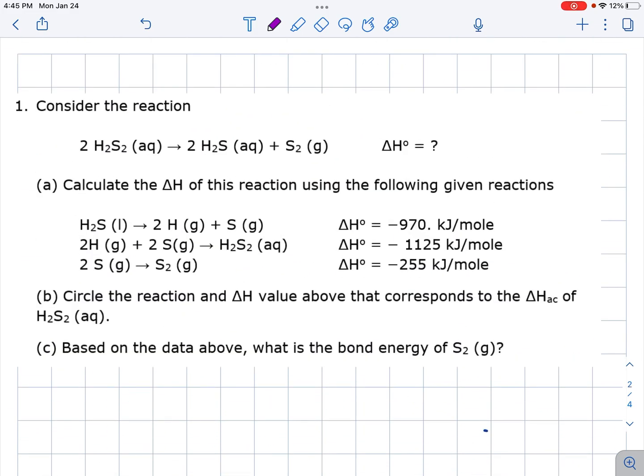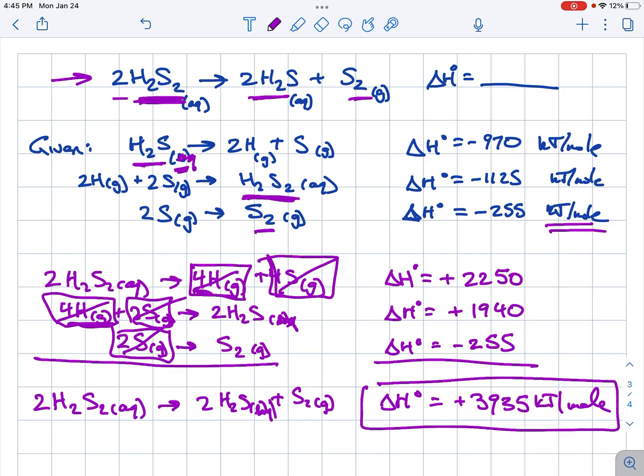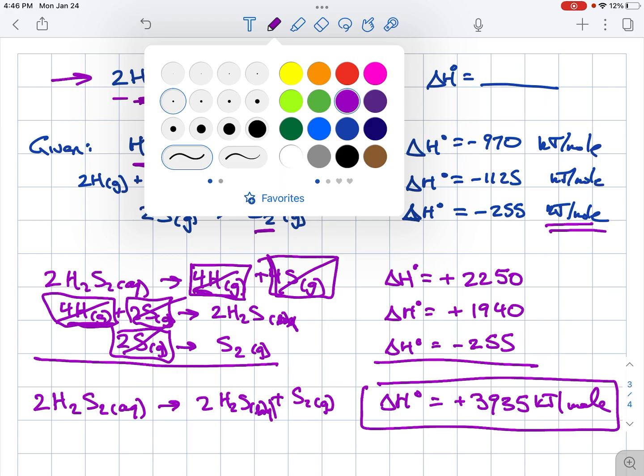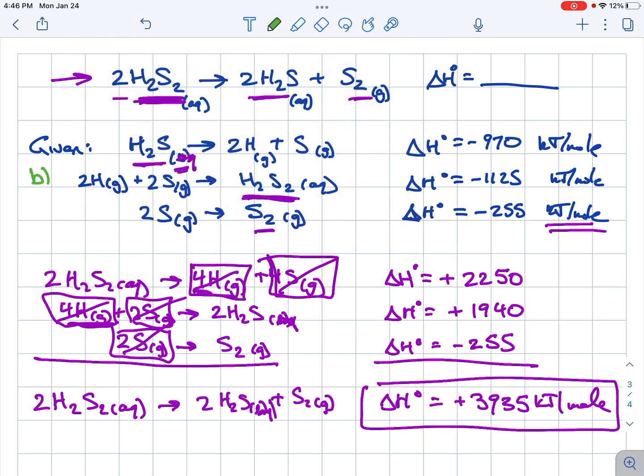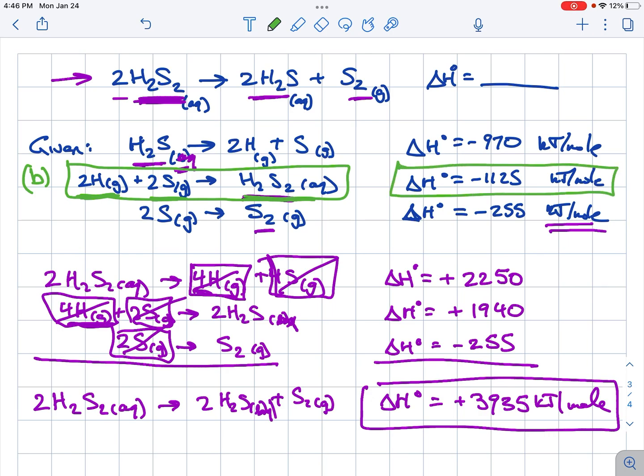All right, so yay. Let's go back here. What was the next part of this? Circle the reaction and delta H value that corresponds to the delta H AC of H2S2. So remember that AC stands for atom combination. So we're looking for atoms combining that turn into H2S2, and that's going to be right here. Use a slightly different color. So this is going to be part B. The answer is right here, right? Because I have atoms in their gas phase combining to form the compound. So the delta HAC of H2S2 is this value. So we could just call that delta HAC.